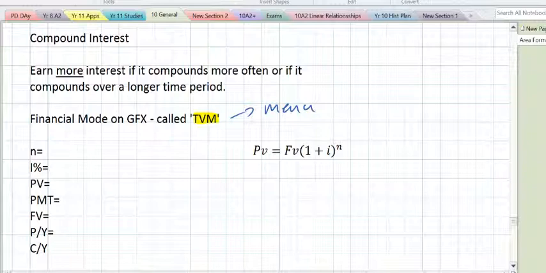Alright, so menu, TVM, the one with dollar signs on it, and then there's the compound interest one. Yes, Kelly? Do we write what's on the board? Yes, please write what's on the board. So, I know it's a lot, but you know with compound interest, you earn more money than simple interest, or you get charged more money if you're taking out a loan. Okay?